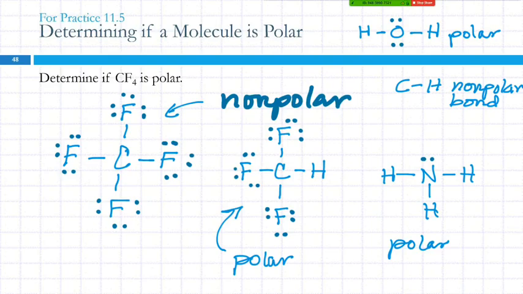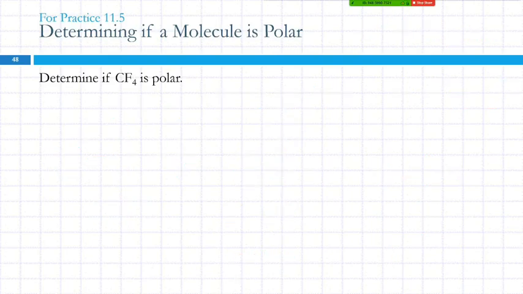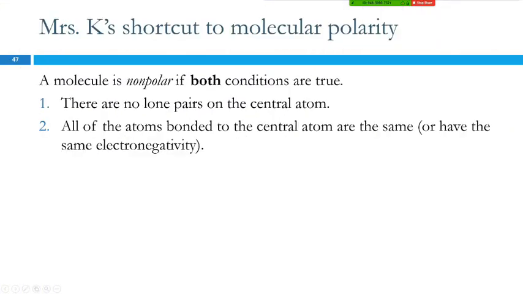What is the second condition? The first one is lone pair. The second one, if you can go back to that screen when you had written it. There it is. So all the atoms bonded to the central atom are the same. Right. And this is kind of the fine print, or have the same electronegativity. That doesn't come up very often.